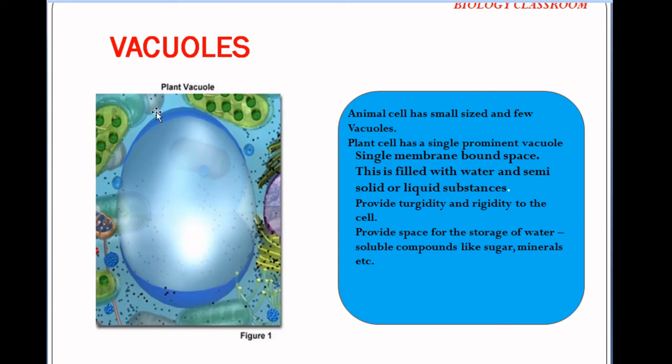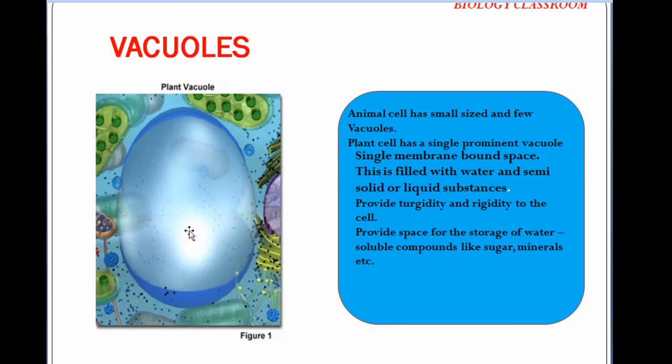Now, what is the function of these vacuoles in a cell? Vacuoles store cell sap and provide turgidity and rigidity to the cell. Many important minerals, salts and other soluble substances are stored within these vacuoles. They maintain the concentration of salt and water in the cell. Vacuoles also store amino acids, proteins, sugar and some organic acids.